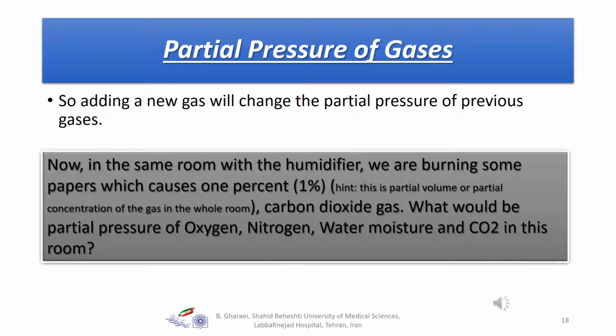I would like to ask you to spend some time thinking on this question because it is a very crucial point here, and then go to the next slide.